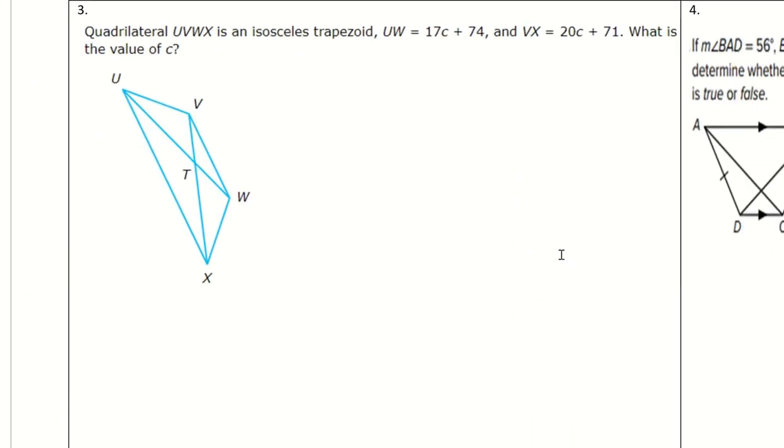Number 3, it's an isosceles trapezoid. So in an isosceles trapezoid, the diagonals are congruent, so they're the same length, as long as it's an isosceles trapezoid. So basically, if these two are the same length, then these two are the same length. These diagonals are going to be the same length. So I'm going to say that those two are congruent. Okay.